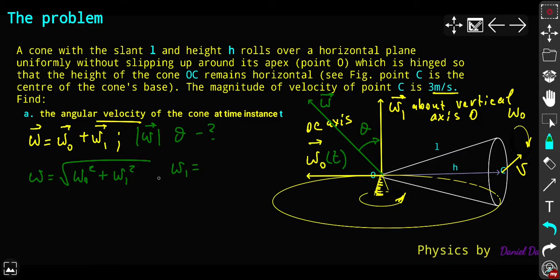So omega 1 can be defined as linear velocity v, which we're given as 3 meters per second, over the radius of rotation. In this case, it's OC, so we need to divide by h. In different variations, we might be given the radius, or an angle alpha, so we can express those parameters from the geometry of the cone. But because we're given the height of the cone, we leave it as it is. So in our case, it is 3 meters per second over h. Okay, h is just a parameter.